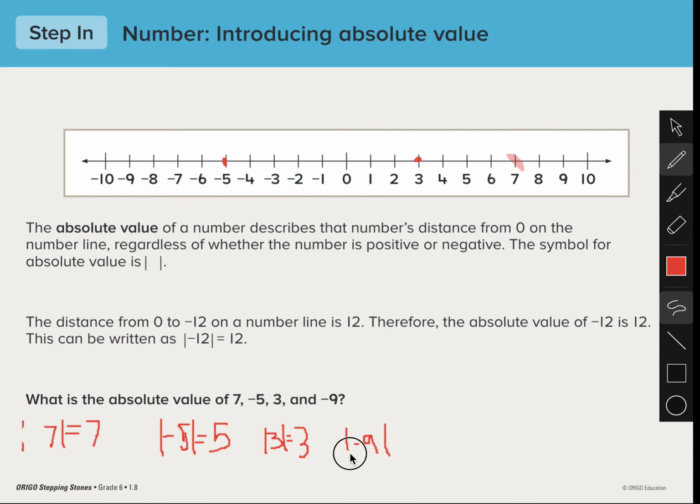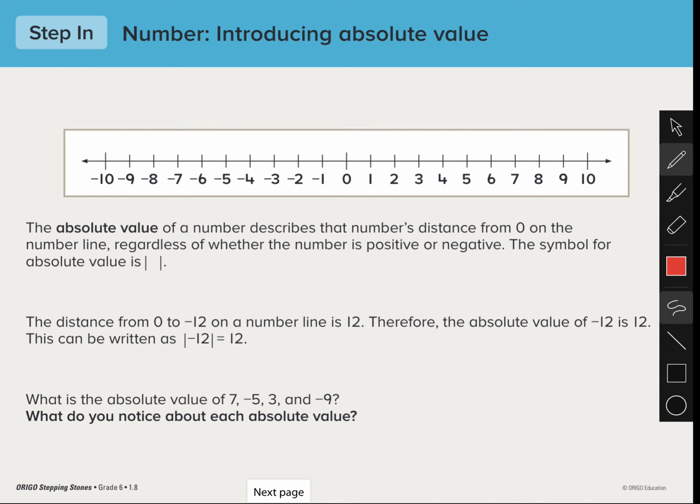So you guys are recording this on your journal as we go along. So the absolute value of -9. How far away from 0 is this number? 1, 2, 3, 4, 5, 6, 7, 8, 9. What do we notice about each absolute value? We had 7, 5, 3, and 9. All of those are positive distances. All right, you guys are to complete the rest of this journal as you wrap up stations today.